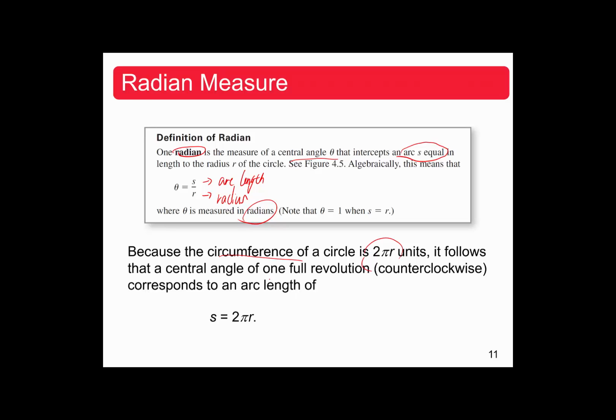Again, one full revolution, meaning one cycle counterclockwise, gives arc length S equal to 2 pi r. You also call this the circumference. It's like the perimeter for any geometrical shape. Circumference is the same thing as perimeter.